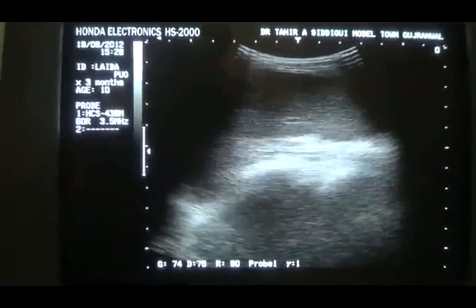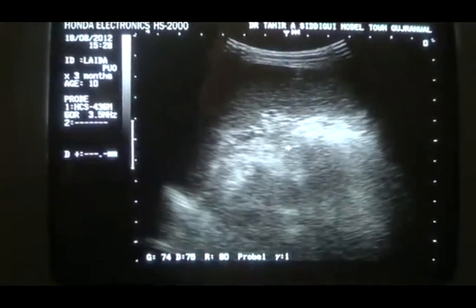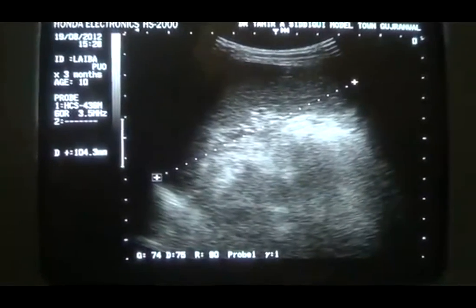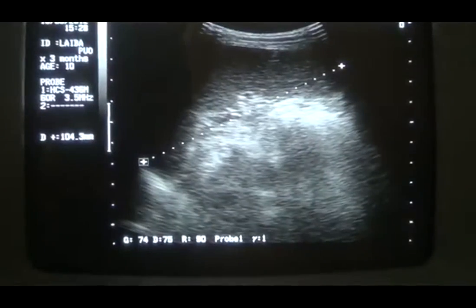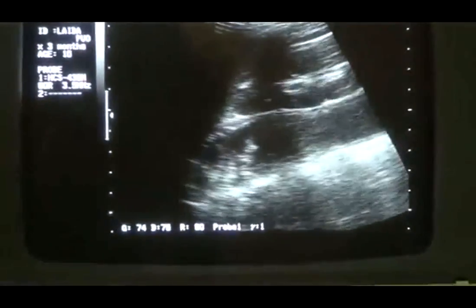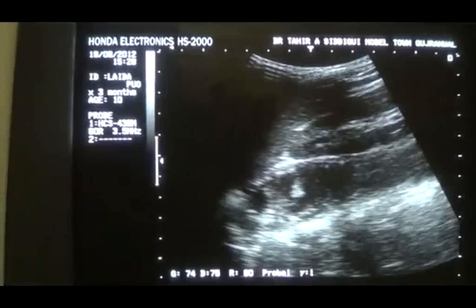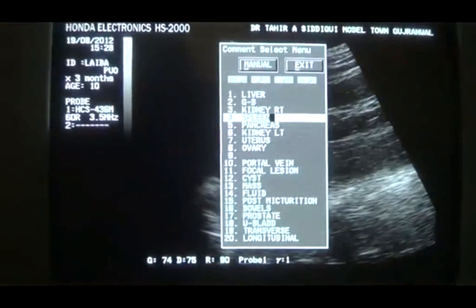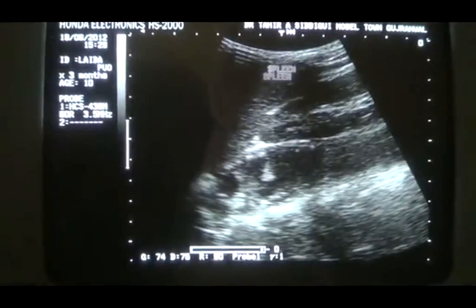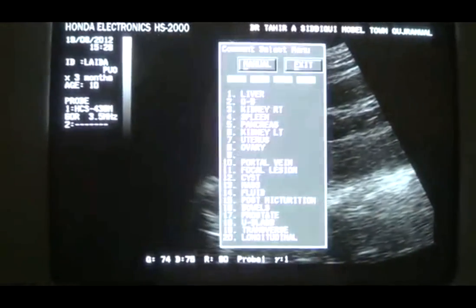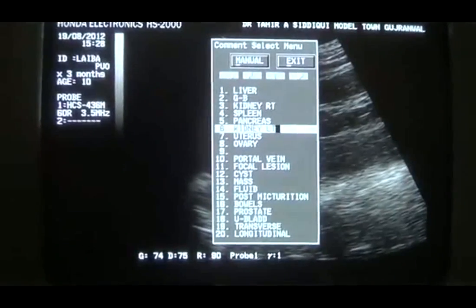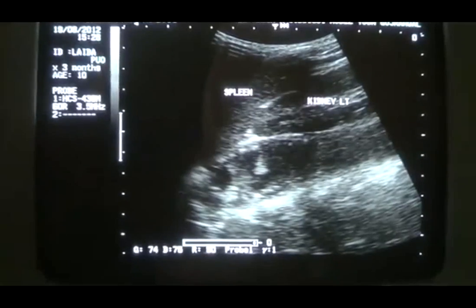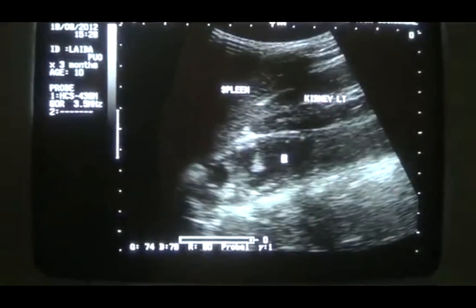This is the spleen. Is the spleen enlarged? That is also important to note. In all cases of PUO, the spleen is not enlarged, it measures 10.4. Normal is up to 12 centimeters. So taking these together, this is the spleen. This is the left kidney. This area is the left kidney. And this is the psoas abscess.